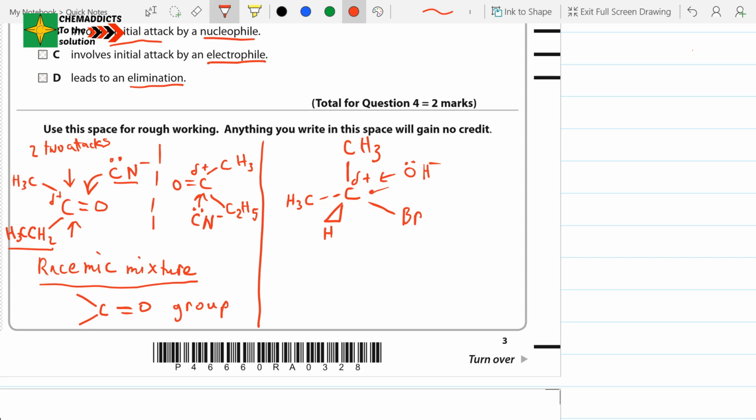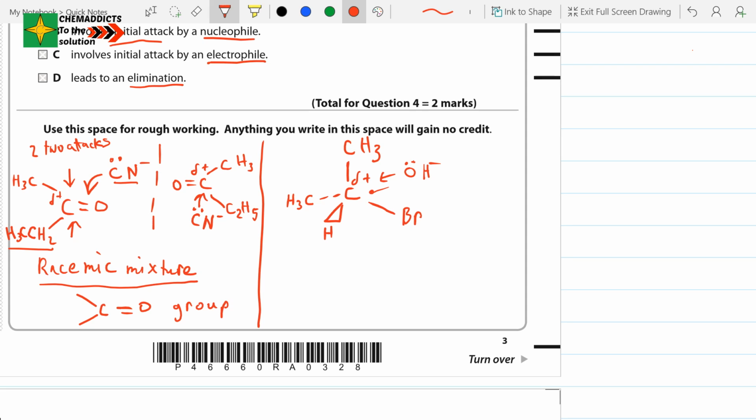Okay, so this reaction doesn't form a racemic mixture, since the C-delta-plus atom that is attacked by the hydroxide nucleophile has a tetrahedral arrangement. As a result, there is only one way for hydroxide to attack.